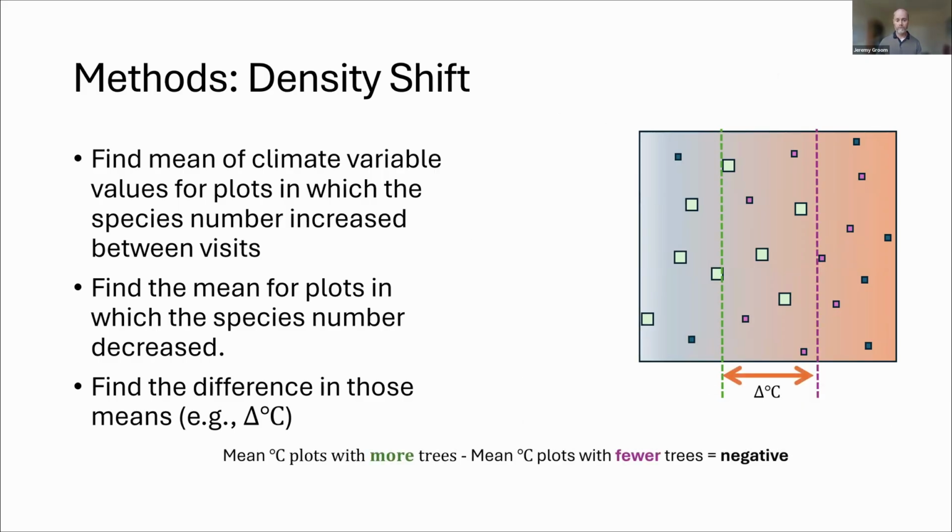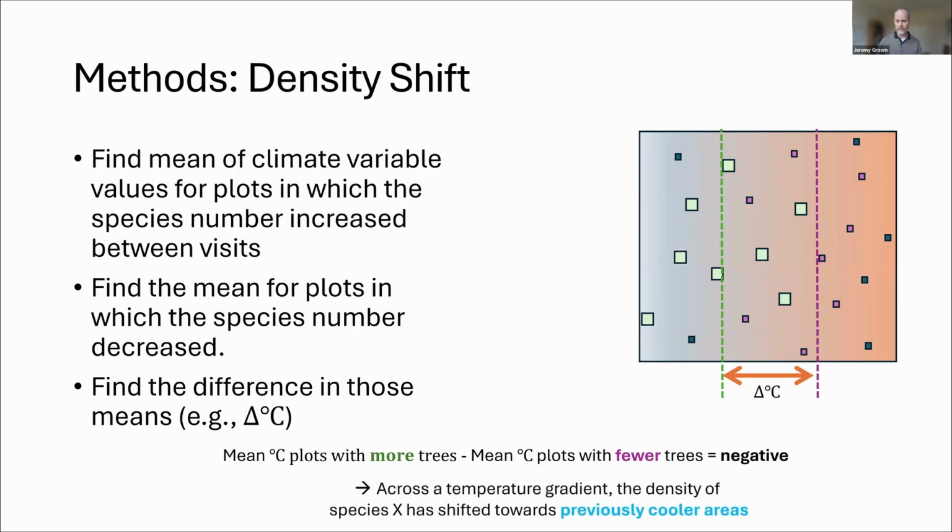And so we ask, what happened with the temperature change for those with more trees minus those with fewer trees? It is negative. So across the temperature gradient, the density shifted towards previously cooler areas.